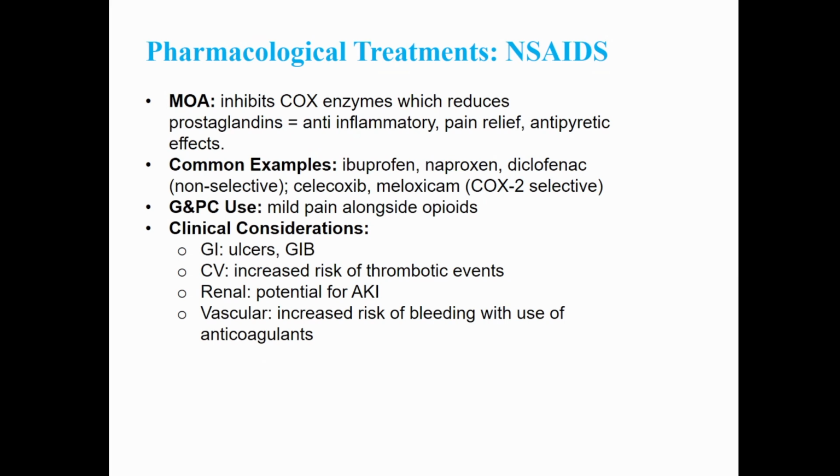For our geriatric and palliative care patients, these are things that we can use for mild pain alongside opioids. For our oncology patients, we always want to make sure that we're using these in conjunction with the oncology team's treatment recommendations, and thinking too that if someone has GI issues, NSAIDs can put you at higher risk for ulcers, GI bleeds. There's increased risk of thrombotic events, renal issues with AKI, and increased risk of bleeding. But overall, these are typically well tolerated. There are no side effects like sedation, and they can be really helpful even for a short course.